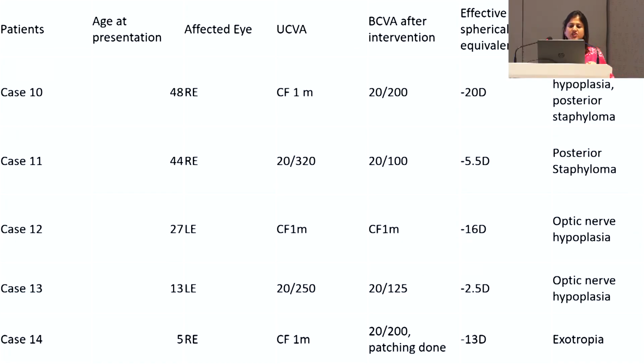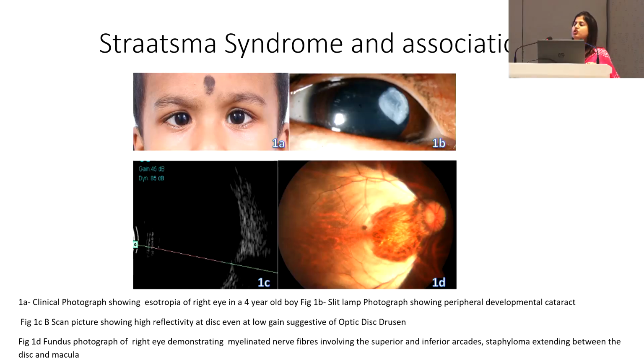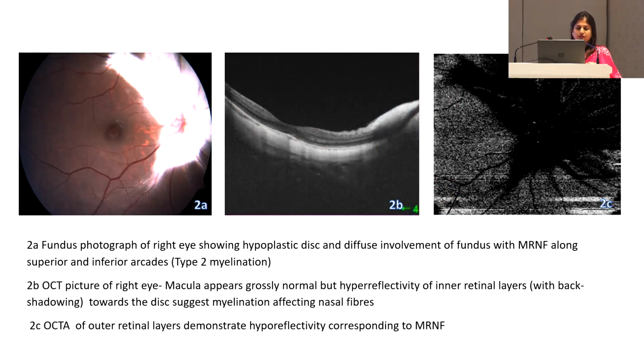So these are the patient charts, and these are the associations. The first picture is showing esotropia. The second picture shows developmental cataract. We can also see a B scan demonstrating optic disc anomalies and posterior staphyloma in the fourth picture. So these were the records which we found.